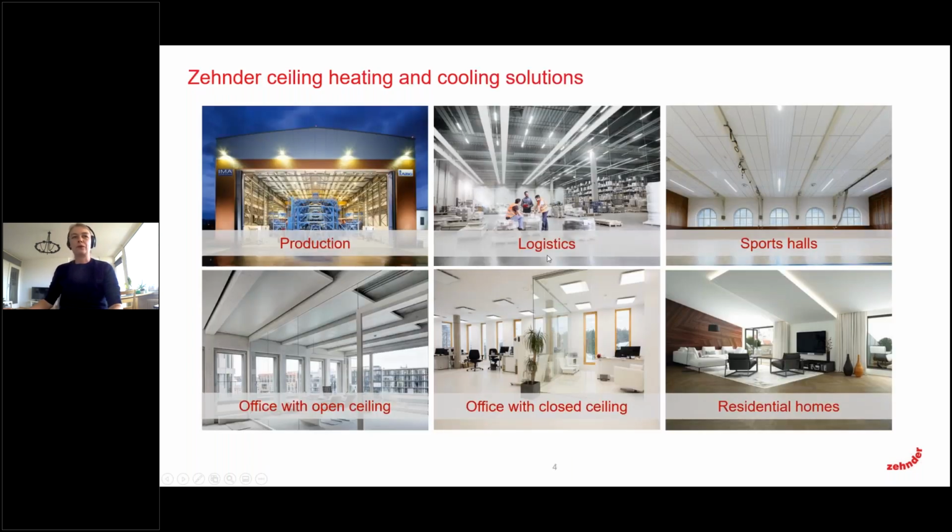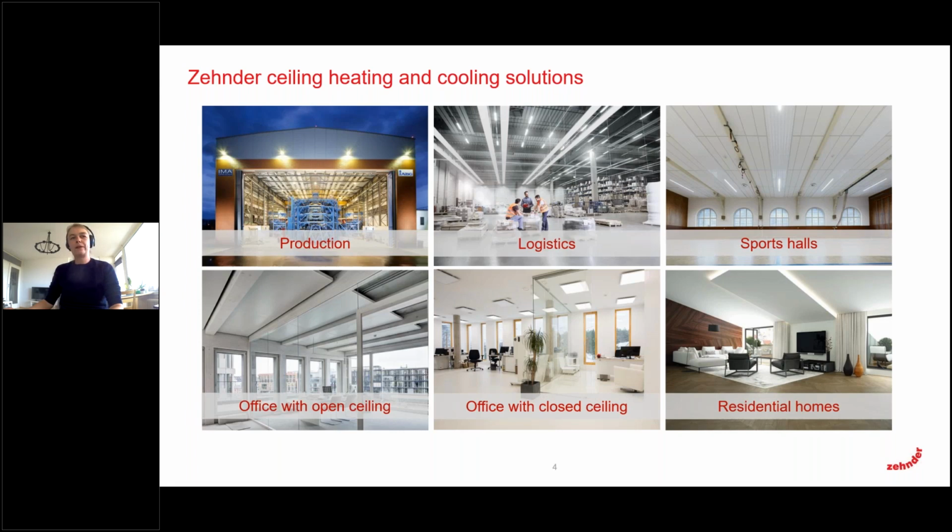What I want to focus on today is the installation options. And of course, as most of you know, the Zehnder radiant heating and cooling products have a pretty wide range for application. As you can see here, it ranges from very huge production halls, to some sports halls and offices, but we can even go to residential homes. So the range is quite wide, and as you can probably imagine, also the installation options have to be adapted according to the application.